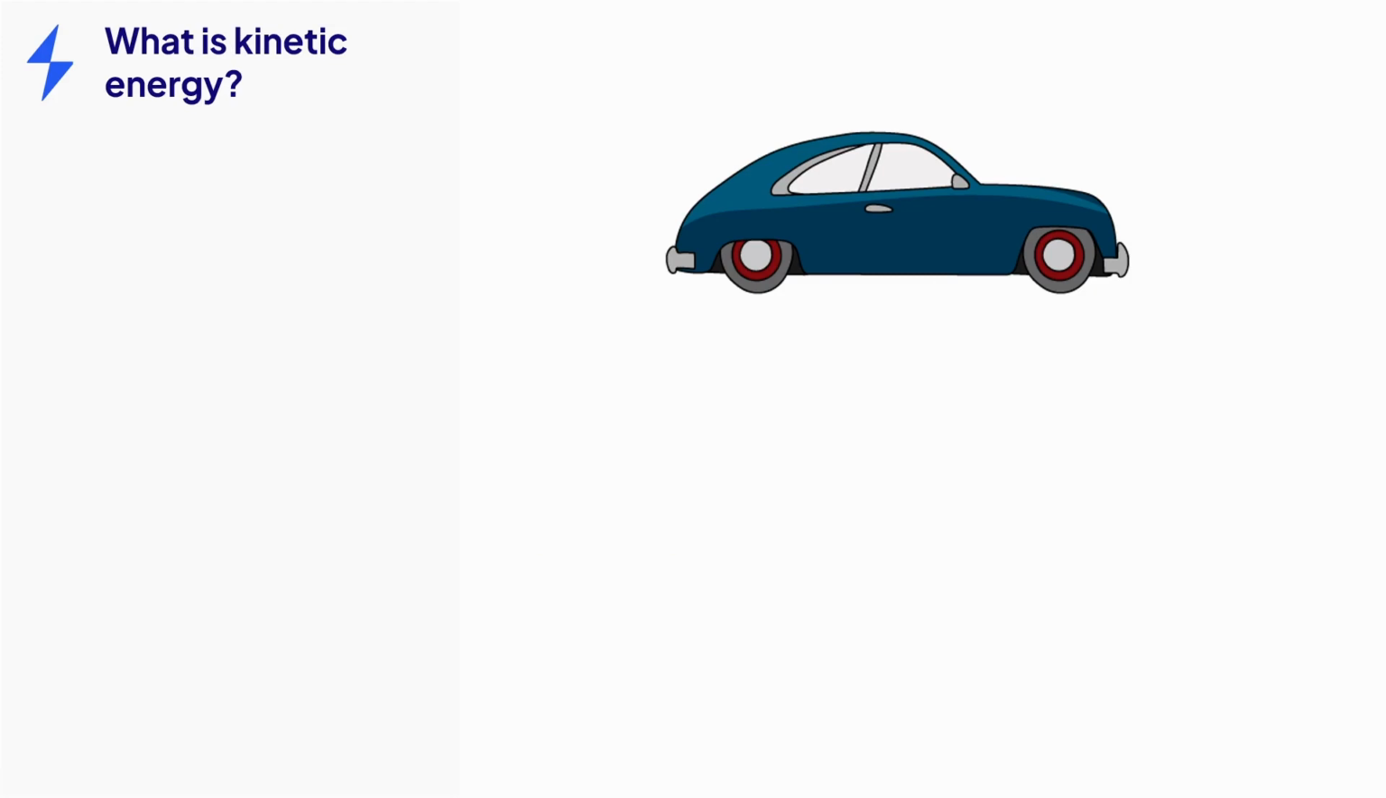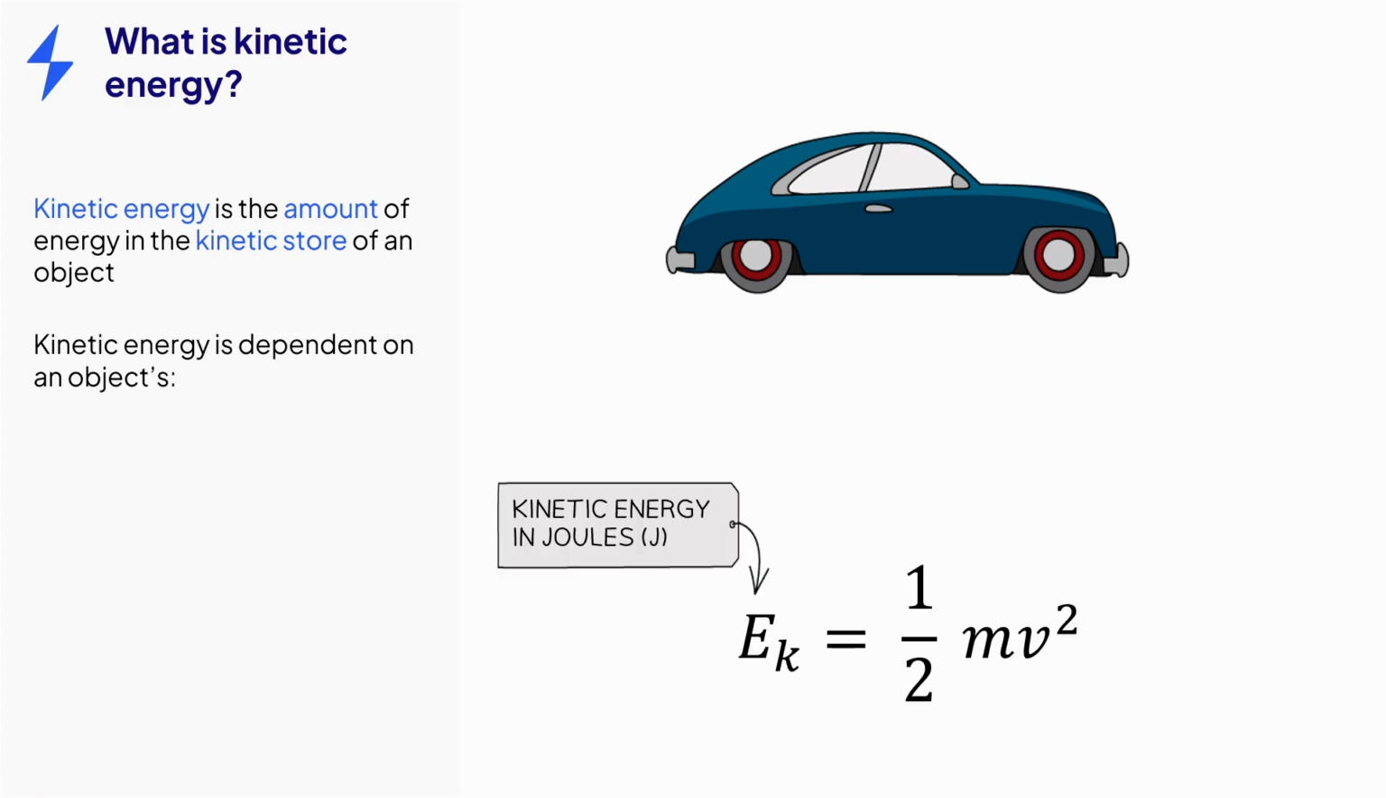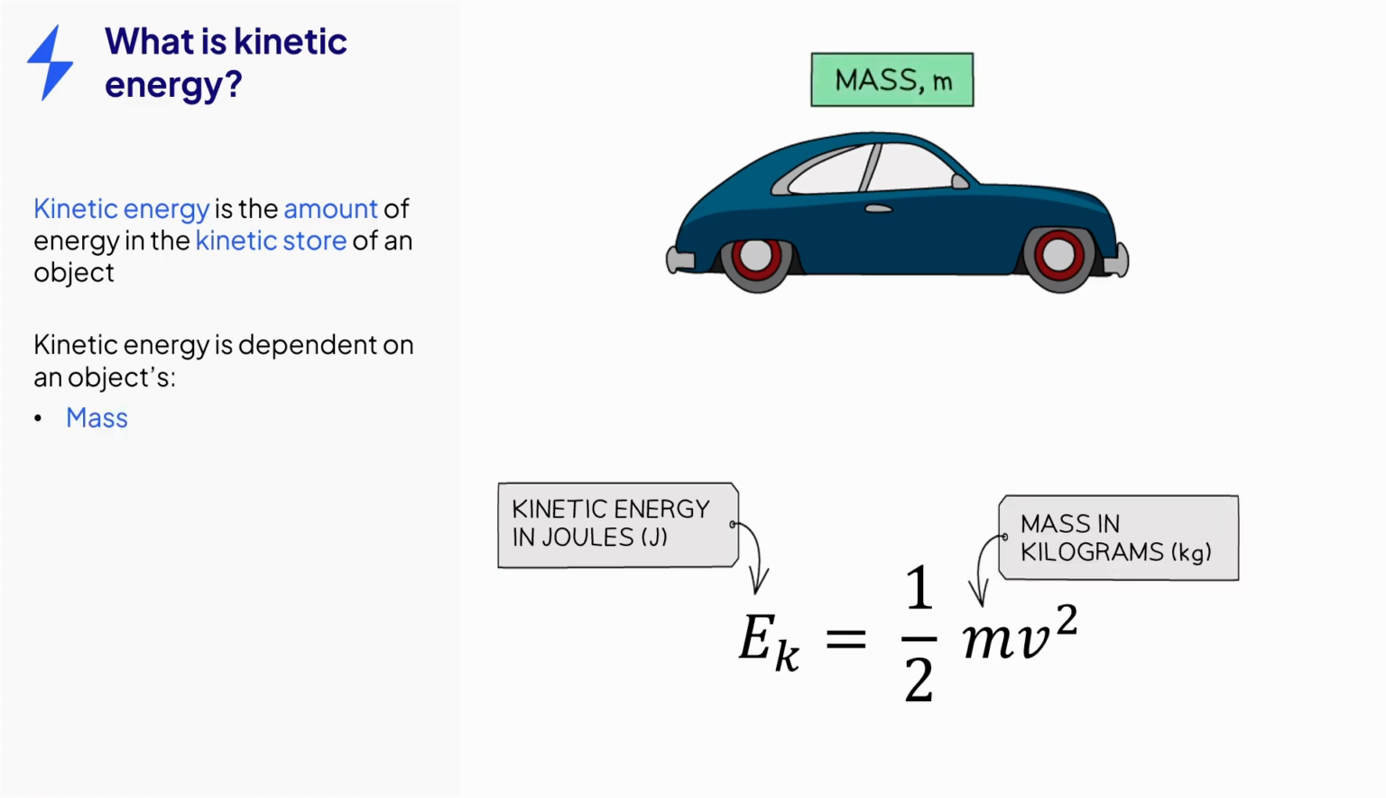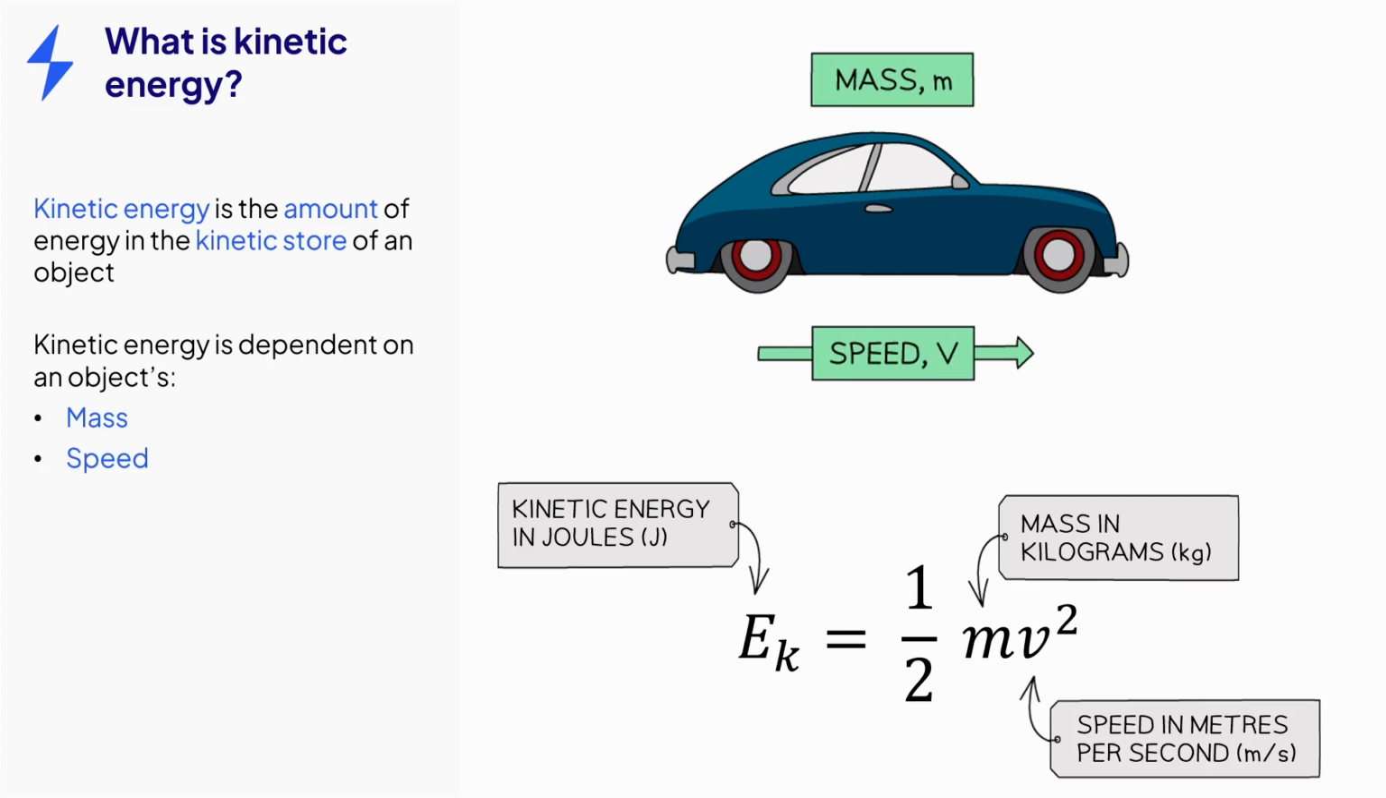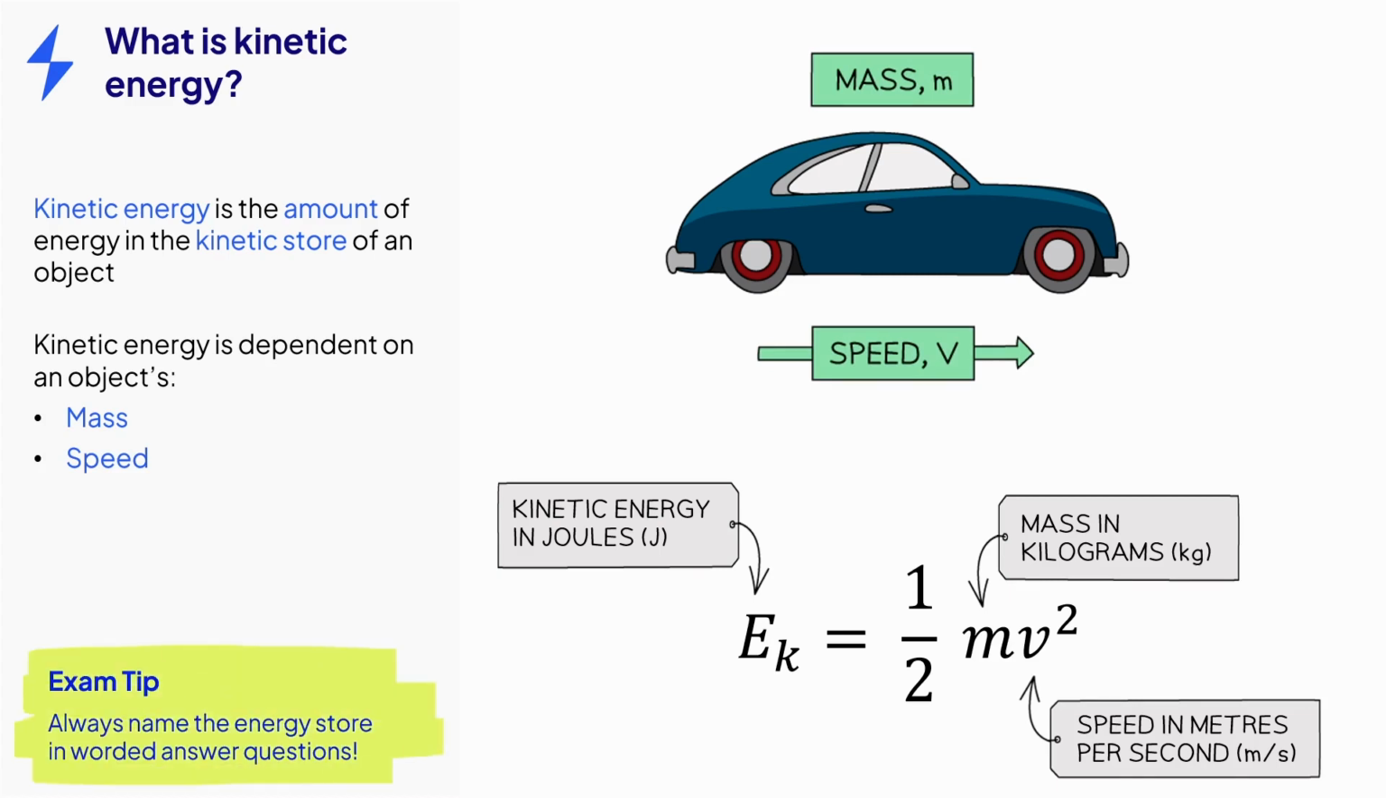So what is kinetic energy? It's the amount of energy in the kinetic store of an object. An object has energy in its kinetic store only if it is moving. When the object stops moving, energy is transferred away from the object's kinetic store. The amount of energy an object has in its kinetic store is dependent on two things: the object's mass and the object's speed. Although we talk about kinetic energy when we're using the equation, always remember to use the energy store terminology when answering worded exam questions.